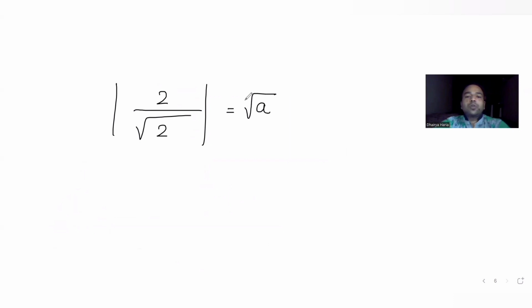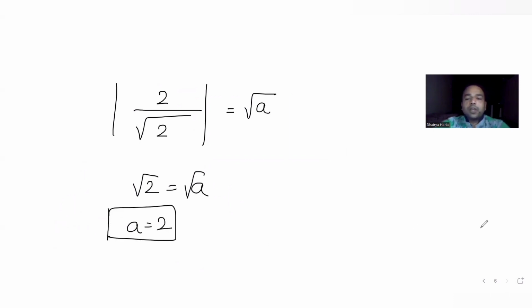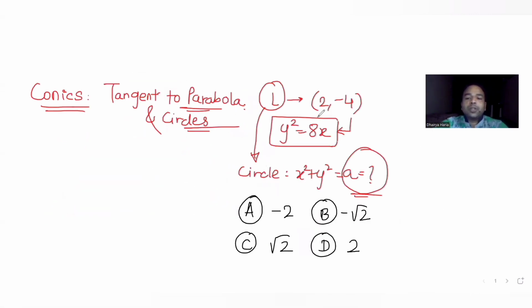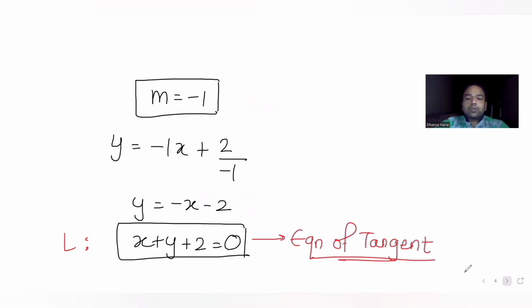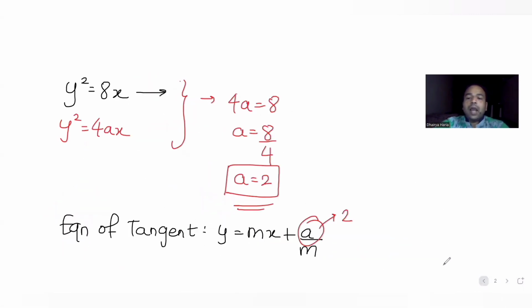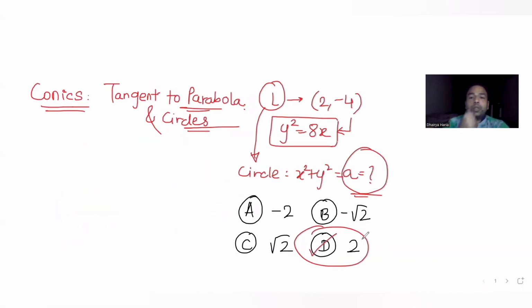So if I solve this further, I get mod of 0 plus 0 plus 2, that is 2, upon root of 1 square plus 1 square, that is root 2. It is equal to root of a, which is your radius. So you get root 2 is equal to root a. Squaring both the sides, I get the value of a as 2. Sorry, the value of a becomes 2. And the option that matches here with the question is option D. So D becomes the correct answer for the question given to us.